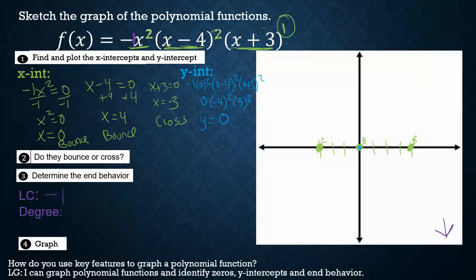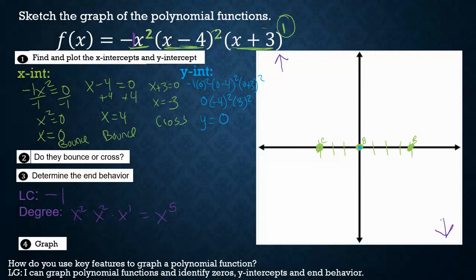And then we're going to look at our degree. So this has 2 x's, this has 2 x's, and this one has 1 x. So you multiply x squared times x squared times x. You just add all those powers. So this one has 2, this one has 2, and this one has 1. So that has a degree of 5. Since it's odd, it's going to go in the opposite direction. So we know it's going to end over here. Odd is opposite.